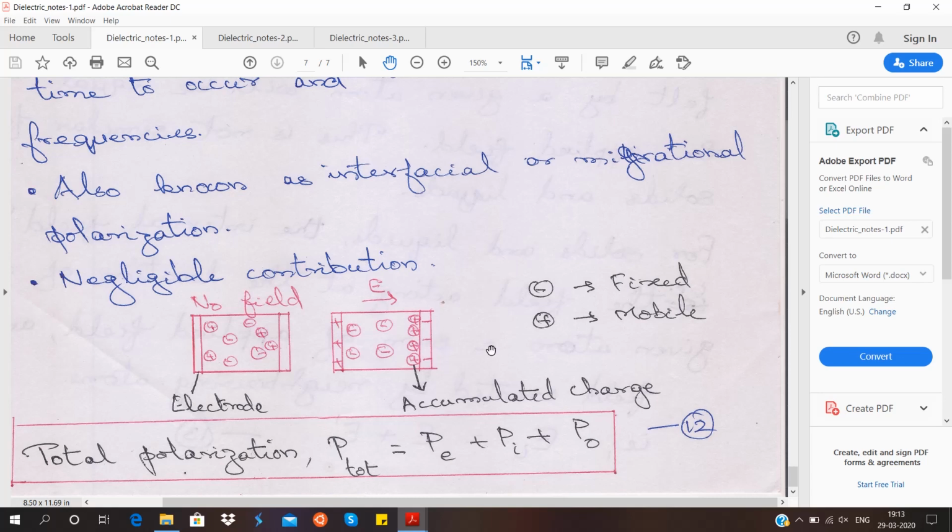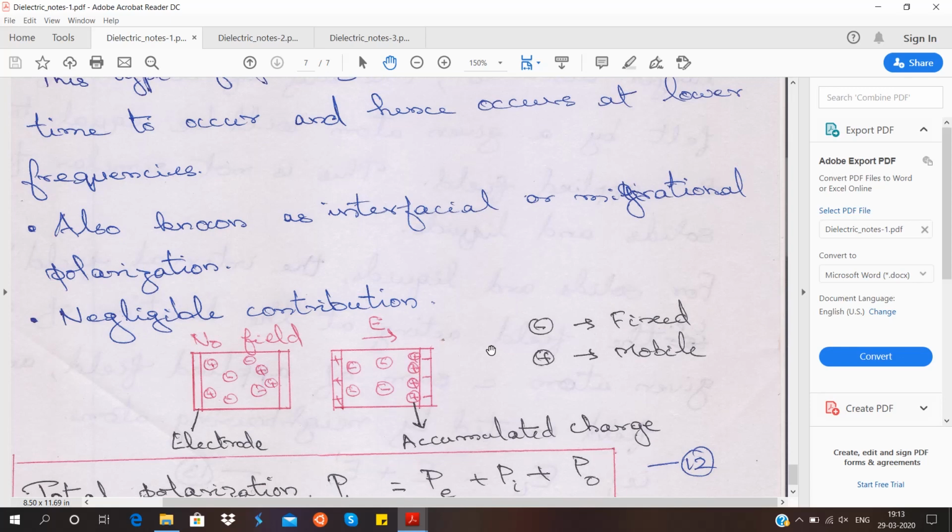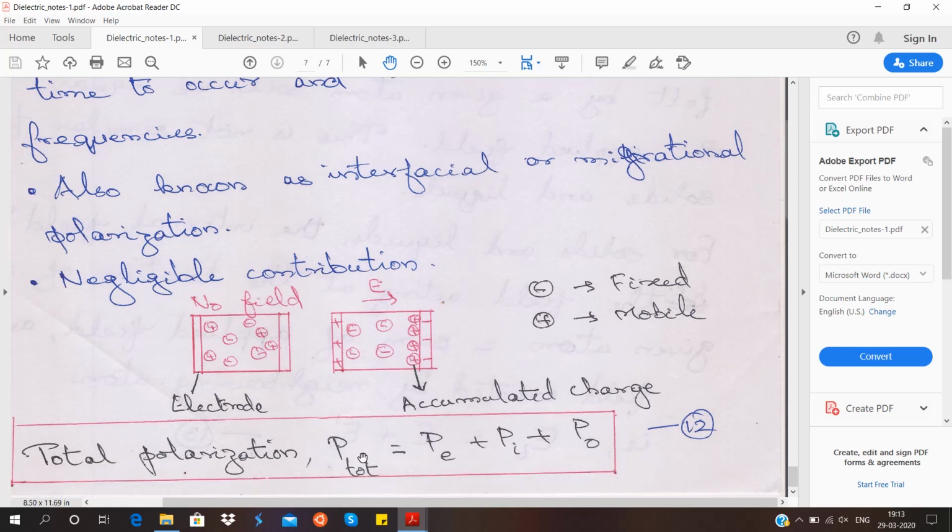In total, the total polarization should be the sum of all the different types of polarization which we have considered. But this space charge polarization has a very negligible contribution. Hence, the total polarization I can represent as electronic polarization Pe plus ionic polarization Pi plus orientation polarization Po. So that means P total is Pe plus Pi plus Po.